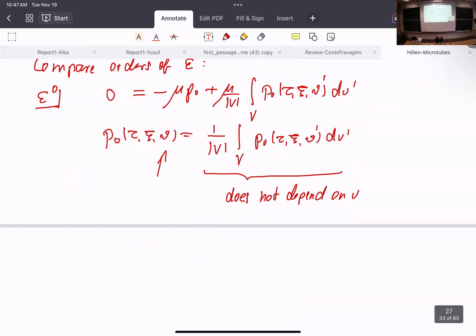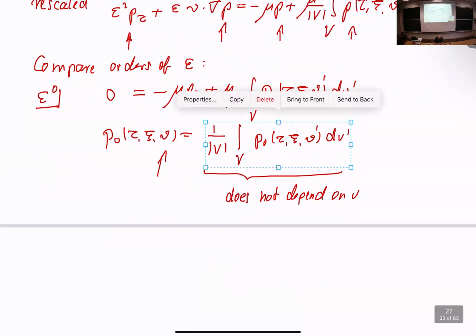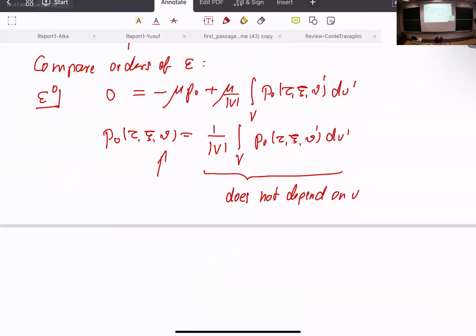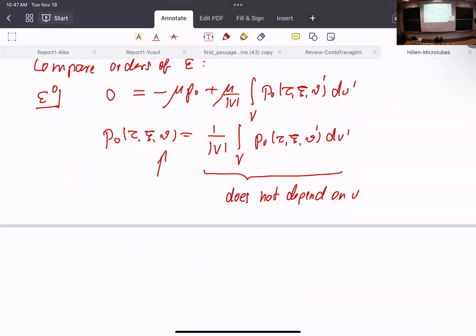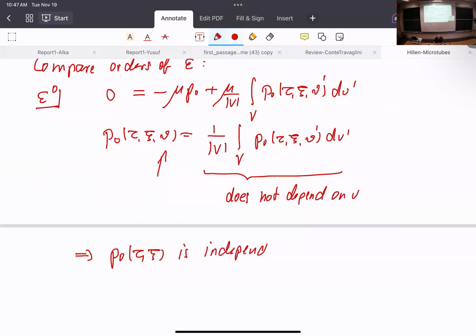So from this we follow that P0 of tau and xi is independent of velocity V. Very important.